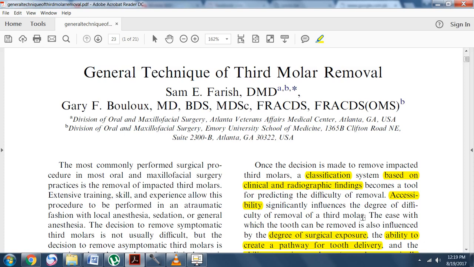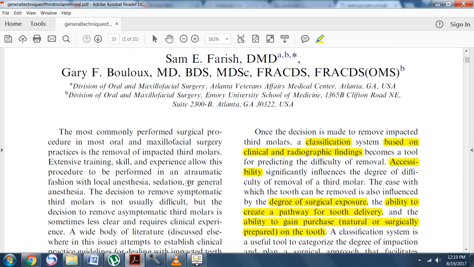In this video, I'll be discussing the various factors that help us to assess the difficulty of removal of an impacted third molar. When we want to assess the difficulty of removal of an impacted third molar, first we classify that impacted tooth based on a classification which is based on the clinical and radiographic findings of that tooth. So this is the first factor in assessing the difficulty.